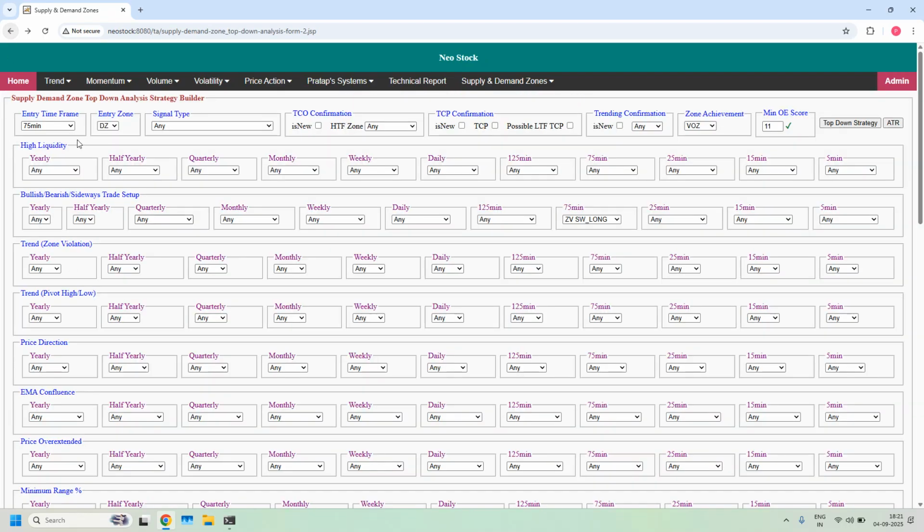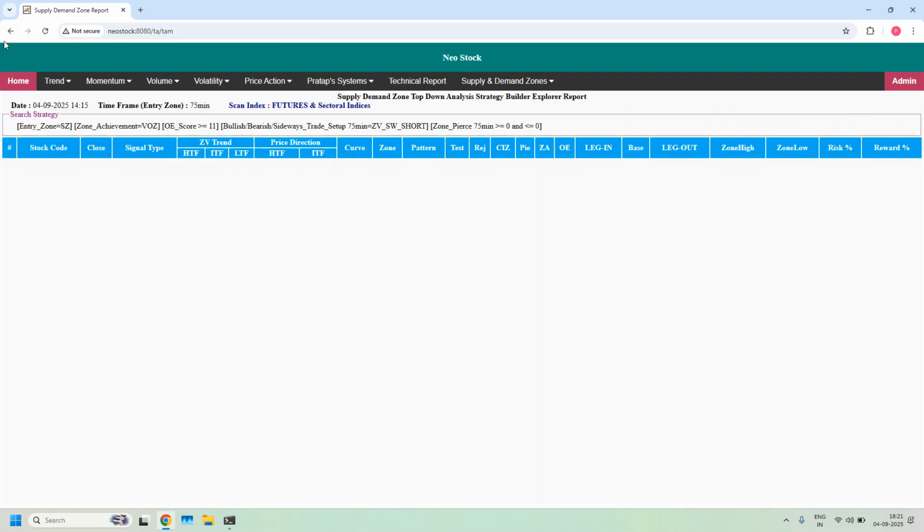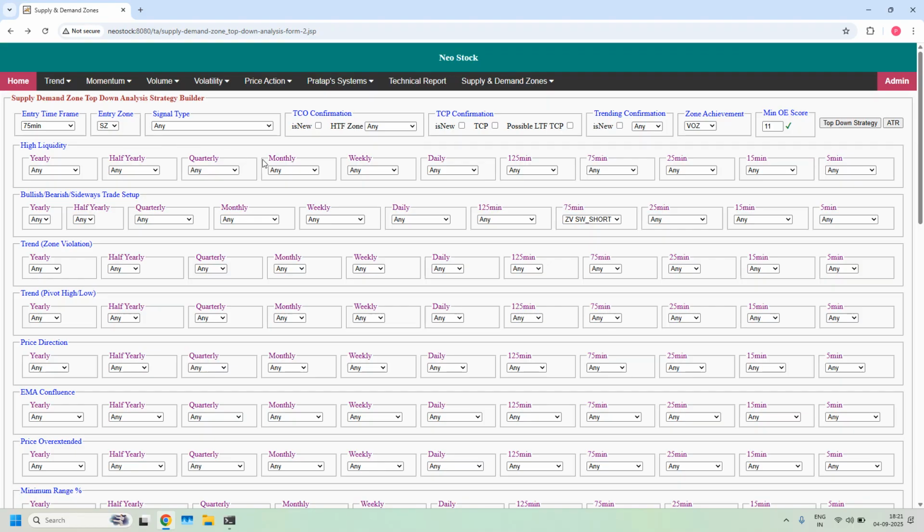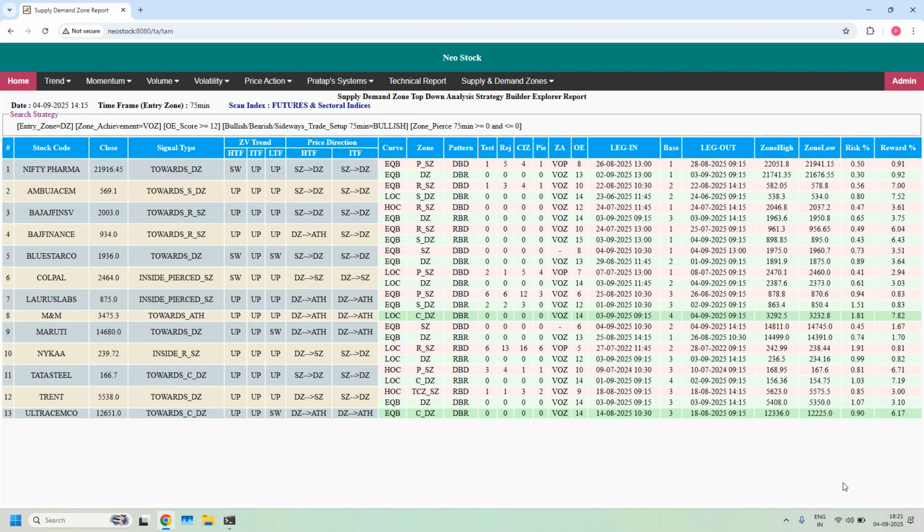Okay, next sideways short trade setup for weekly income trade, 75 minutes supply zone and sideways short. No stocks are available. Okay, next bullish trade setup for weekly income trade, 75 minutes demand zone. Here bullish, minimum odd and hands score 12. We got 13 stocks. Bullish trade setup for weekly income trade, and entry time frame zones are 75 minutes demand zones. So total we got 13 75 minutes demand zones.